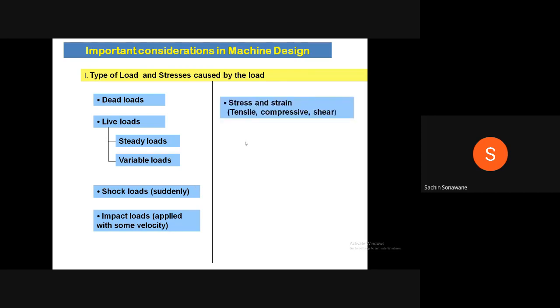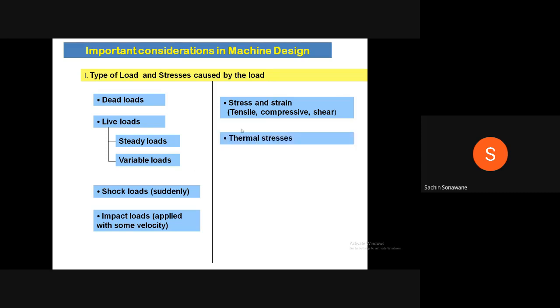Then next is stress and strain. There are different types of stresses and strains: tensile stress, compressive stress, shear stress. Strain is a unitless quantity. Strain means change in dimension upon original dimension.